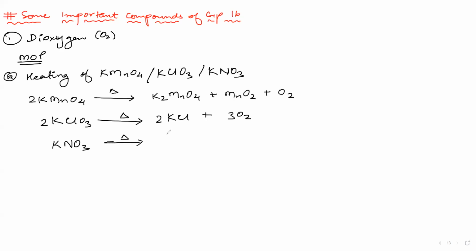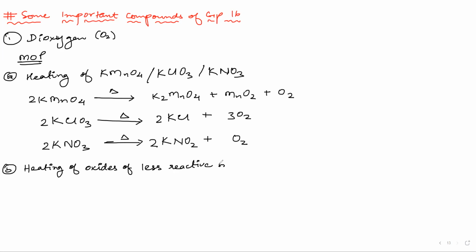Next is KNO3. Heat this, we will get KNO2 plus oxygen. So we will have to put 2, 2. Now, please keep writing this with me. Heating of oxides of less reactive metals.